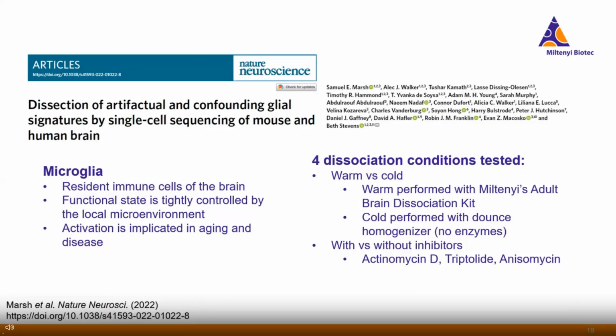They performed single-cell RNA-Seq on FACS-sorted microglia that they obtained through either warm dissociation with Miltenyi Biotec's adult brain dissociation kit used on the gentleMACS Octo Dissociator, or a cold dissociation protocol that relied on a Dounce homogenizer without the use of enzymes. And both methods were tested with and without the addition of transcriptional and translational inhibitors. The authors were motivated to find an enzymatic protocol with minimal ex vivo transcriptional alterations in order to obtain higher yields, particularly when working with adult mouse brain.